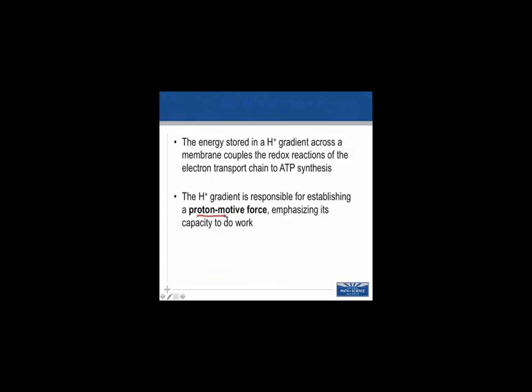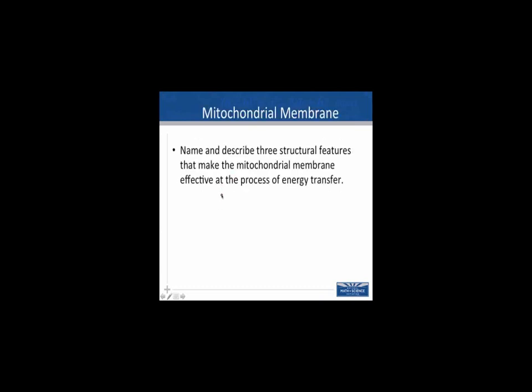So I hope you see how the proton motive force is the direct result of the structures of the membrane. The membrane is built specifically for this job. The mitochondrial inner membrane plays a role in establishing this proton motive force because of its structure. Can you name 3 structural features that make this mitochondrial membrane very effective at its job, what would 3 features be?